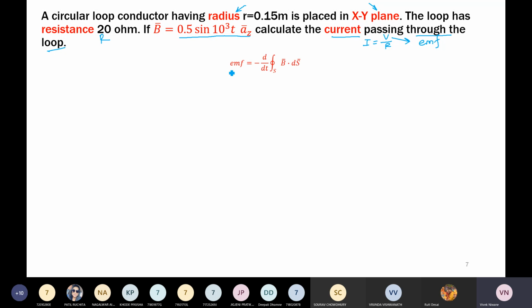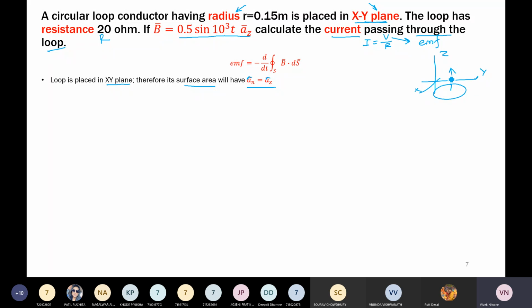So we do have a relation. EMF is equal to minus d by dt of the closed surface integration of B bar dot ds bar. The loop is placed in the xy plane, therefore its surface area will have the normal component an cap equal to az cap, because the loop is placed in the xy plane. So if we have xyz and we have a loop over here, only one normal component will be along the az direction. This is the perpendicular direction.